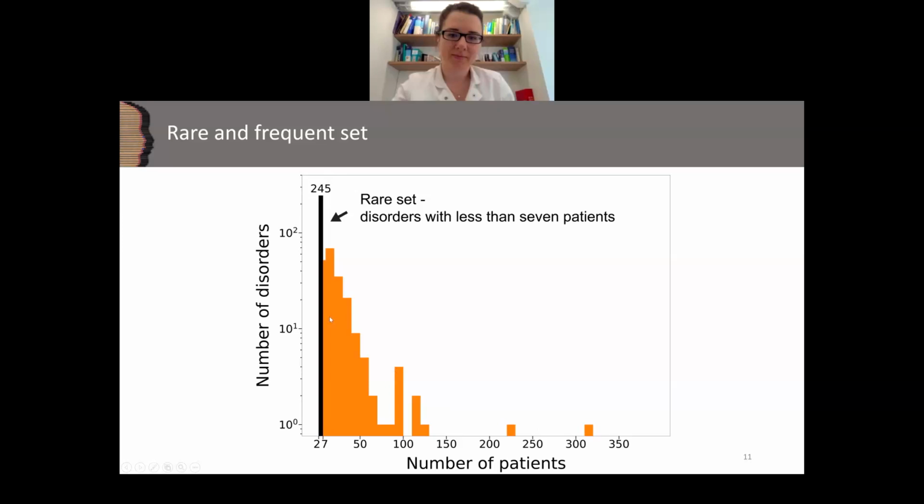It just reflects the real-world scenario. So the relatively frequent disorder in the real-world scenario is very rare. So most of the disorders, you only have a very, very small number of patients, which is on the very left-hand side. Then we call this kind of set below 7 patients the rare set. And if the disorder has more than 7 patients, we call it the frequent set. So these are just two different definitions we will use in the following slides.